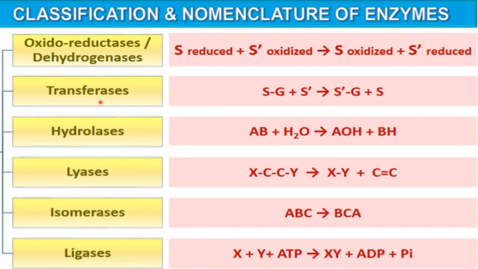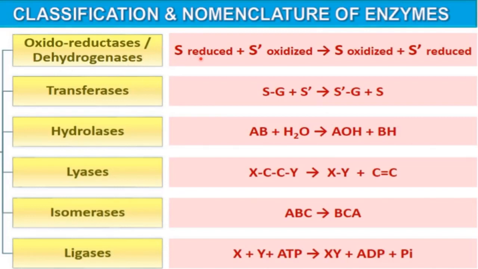The second type of enzymes are transferases. Third are hydrolases, then lyases, then isomerases, and last ligases. These different types of enzymes are there. The main 6 types of enzymes are there, and these are the names of these 6 classes of enzymes. That's why it is the nomenclature for enzymes. So first, oxidoreductases or dehydrogenases.